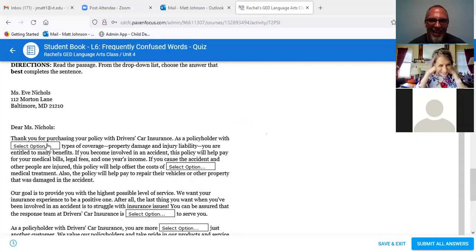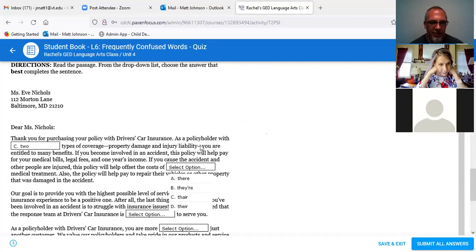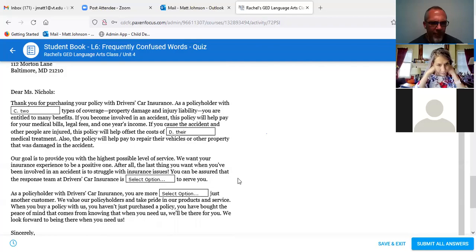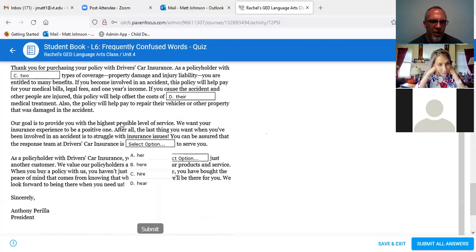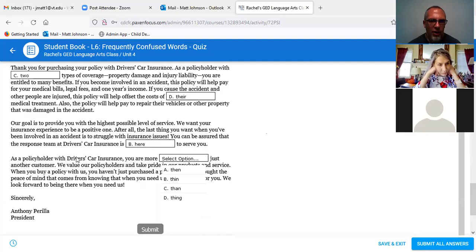All right, so as a policyholder with two types of coverages, which one are we going with? T-W-O. Yep. And then if you cause the accident and other people are injured, this policy will help offset the cost of? D, their. Their, right. That's the possessive, right? Okay. Mm-hmm. And you can be assured that the response team at Driver's Car Insurance is here. H-E-R-E, yep. And the last one, you are more than, and, C. Right on, yeah, you're going right to them. Yep, so that's the comparison, right? Yes.